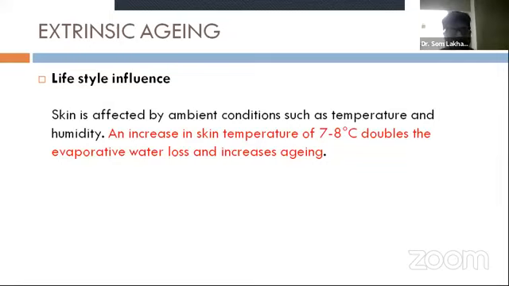The second important factor behind extrinsic aging is lifestyle influences, right? An increase in body temperature of around 7 to 8 degrees doubles the evaporative water loss and increases aging. So those of us living in a tropical environment tend to develop aging faster as compared to those living in a more temperate environment.